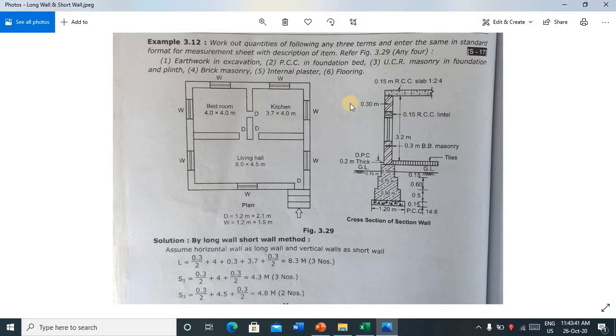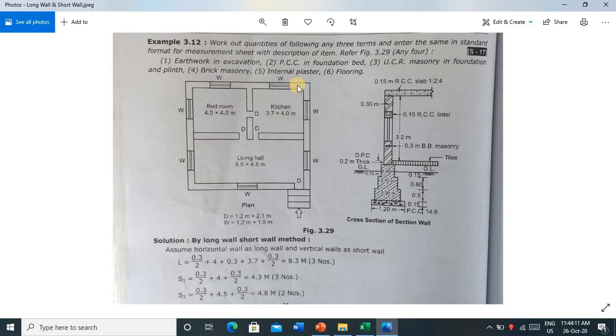Today we will learn how to calculate the quantities by the long wall and short wall method. For that we have one example from your Nirali textbook. First of all we will read the question. The question is, work out quantities of any three of the following items and enter the same in standard format for measurement sheet with description of item. For this question you have to refer to the given figure.